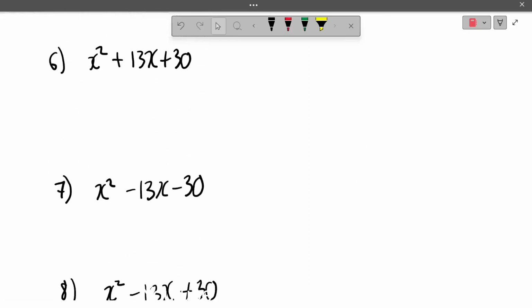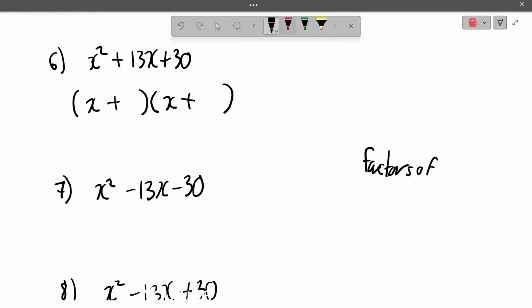Number 6. They all have a bracket like this, x and an x, with a blank, and I like to do even blank. First of all I think, okay, how do I multiply to make a positive, but also add to make a positive? Well, they're all going to be positive. Then I need the factors of 30. So the factors of 30, I'm going to write it down: 1 times 30, 2 times 15, 3 times 10, and 5 times 6.